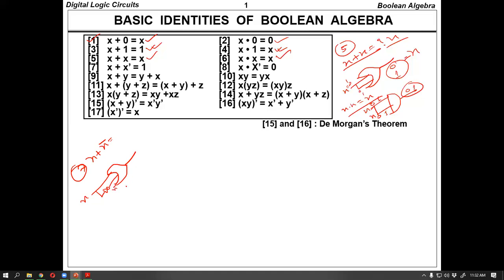Clear? All are clear? This is the x. This point goes to this NOT gate. So now this is x bar. Okay. So this is x plus x bar. So now our output is equal to, we'll check. This is equal to 0. So this 0 means this is 0. Now this is the NOT gate. So this is 1. So now passing this value, this 0 and this 1. 0, 1. Our output is? 1. 0, 1, output 1. Any input high, output high.